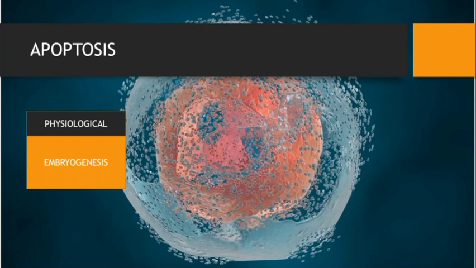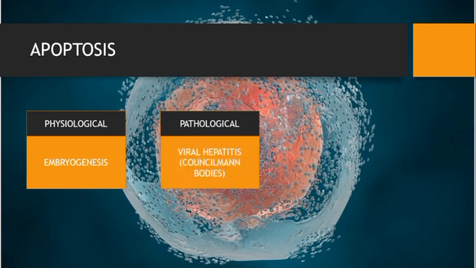But the important example of pathological apoptosis is viral hepatitis. In viral hepatitis, the cells of the liver which are infected are being killed by the body itself. This produces Councilman bodies. Now remember, Councilman bodies are a part of apoptosis.